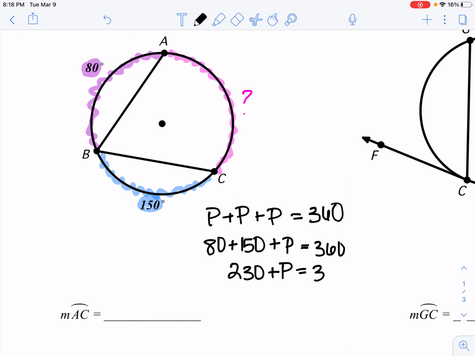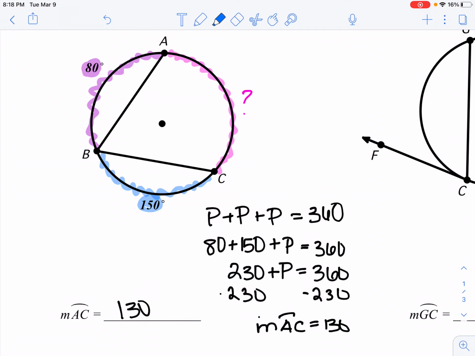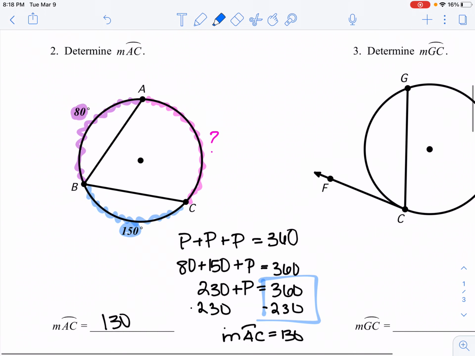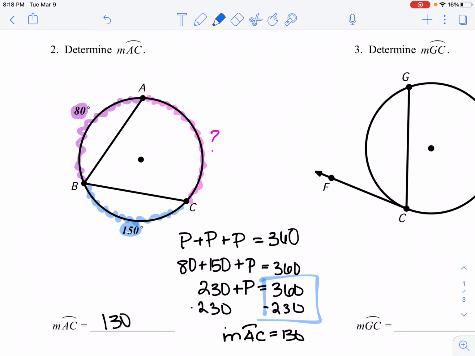Combine your like terms, and then subtract to find the missing part. And you should get 130 for that measure of arc AC. Now, for those of you who didn't set it up like an equation and just added the 2 parts and subtracted from 360, that's fine. You don't have to write it as an equation. You can just add your 2 parts together. I'm just showing you guys where that idea comes from. Okay, go ahead, pause, write anything down, correct anything that you have to before starting on example 3.